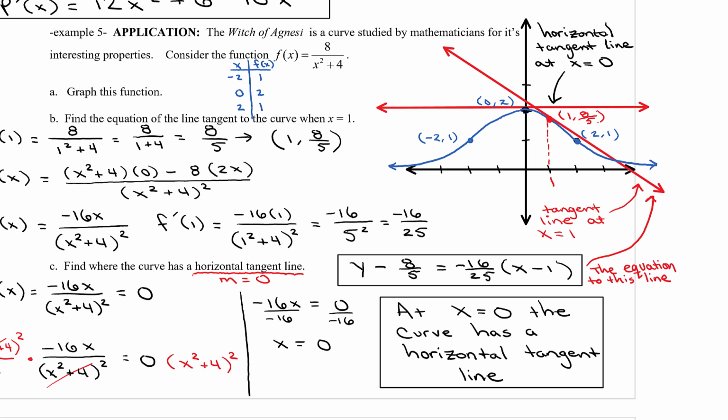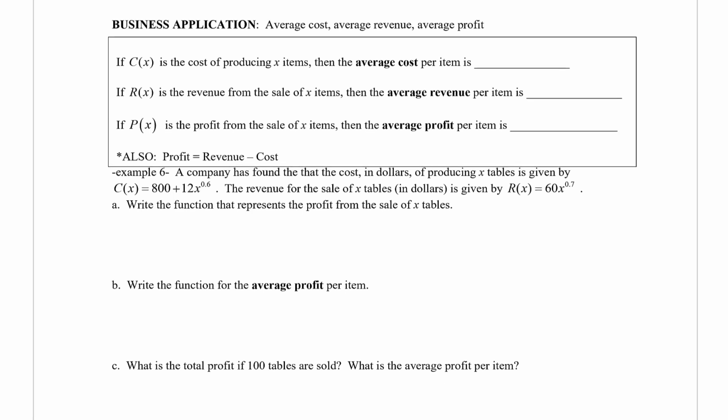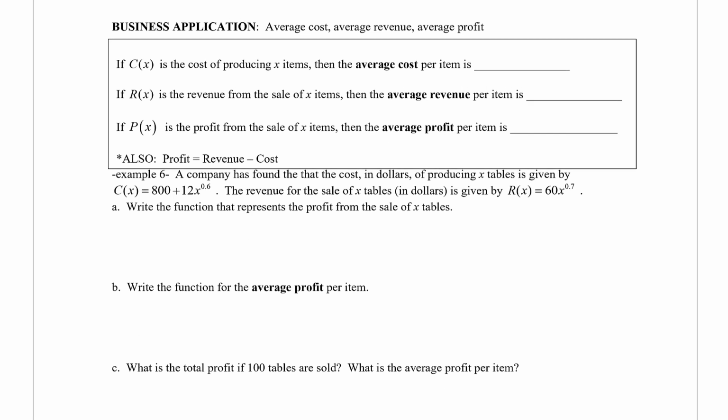All right, let's move on to a business application. Average cost, average revenue, average profit. If C of X is the cost of producing X items, then the average cost per item is C of X divided by X. If R of X is the revenue from the sale of X items, then the average revenue per item is R of X divided by X. And if P of X is the profit from the sale of X items, then the average profit per item is P of X divided by X.